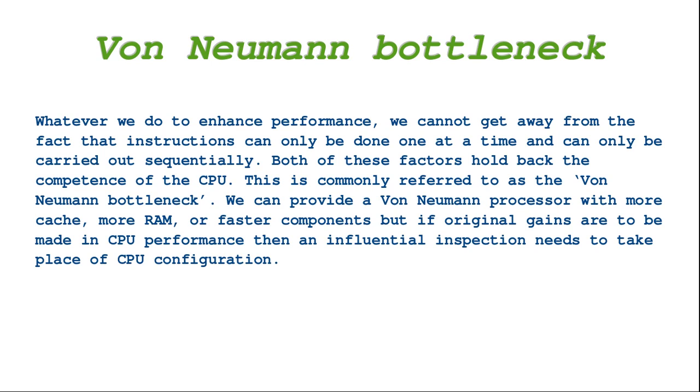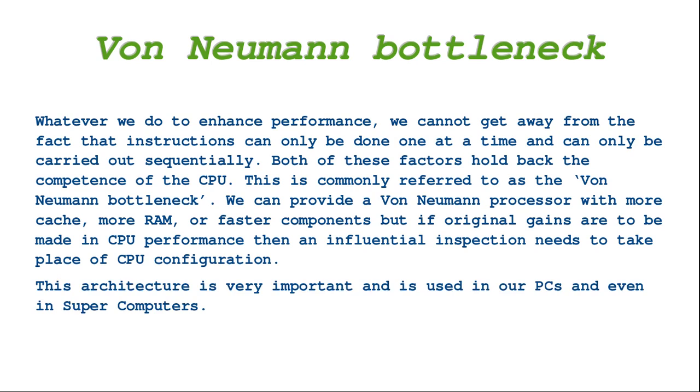We can provide a von Neumann processor with more cache, more RAM, or faster components. But if real gains are to be made in CPU performance, then an influential inspection needs to take place of the CPU configuration. This architecture, which I have presented in this presentation, is very important and is used in our PCs and even in supercomputers. Thank you for watching it.